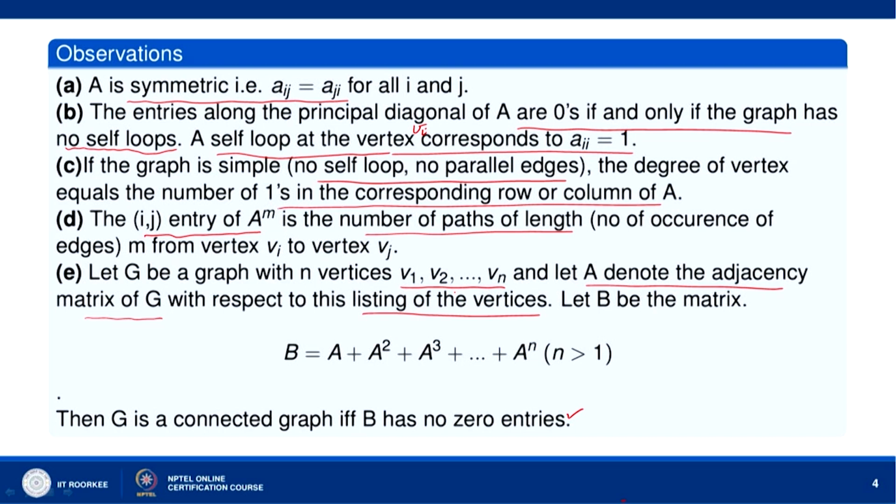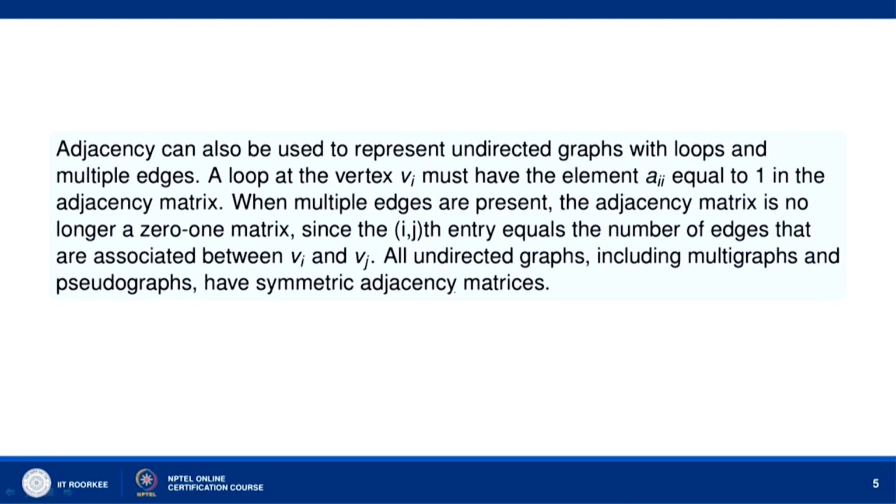So, there is not one adjacency matrix, there are n factorial adjacency matrices corresponding to the n factorial arrangements of B1, B2, ..., Bn. Now, let us go to other uses of adjacency matrices.